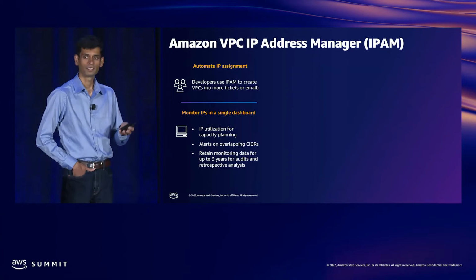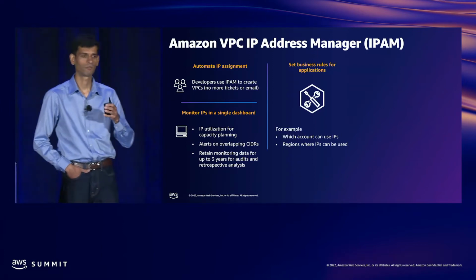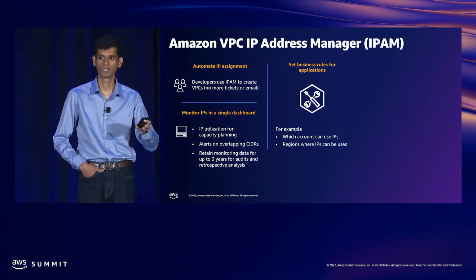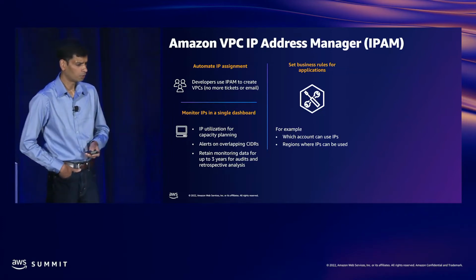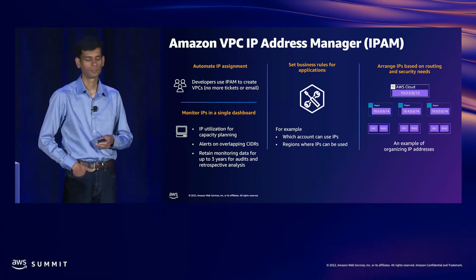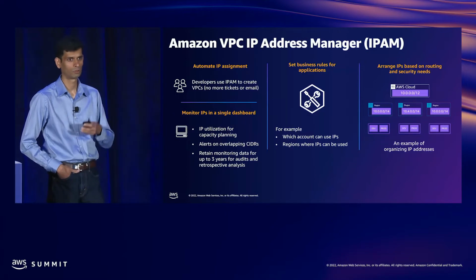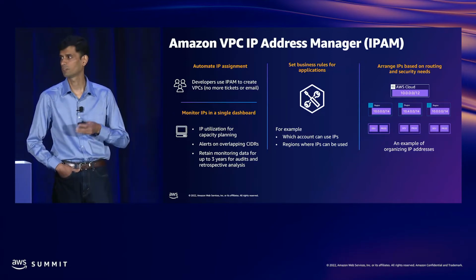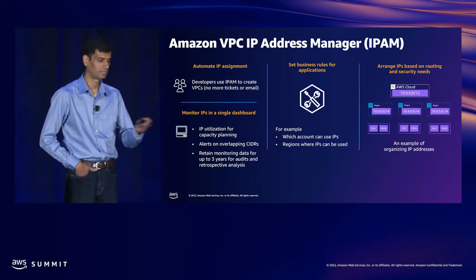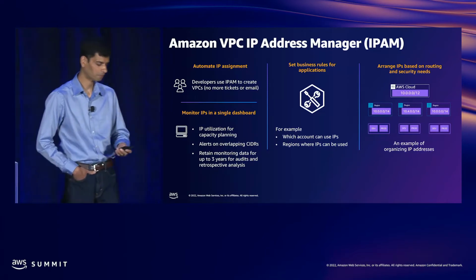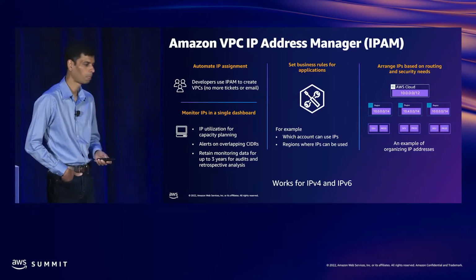And then IPAM as well provides business rules, like you can specify which IP blocks should be used by which AWS accounts or which regions and so on. So what you are able to do is arrange IPs based on the security or routing needs. So you may have a top-level pool which you further subdivide into different regions where your workloads exist. You can further subdivide that into, let's say, dev and prod environments and so on. This works for both IPv4 and IPv6.